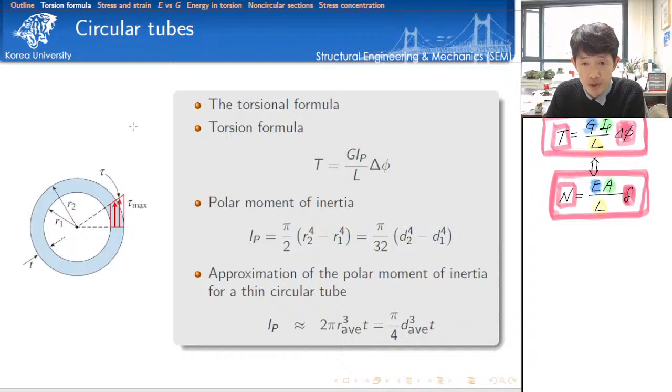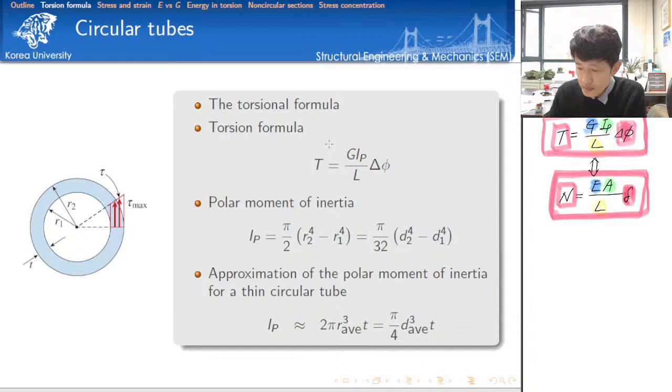Alright, so now let's talk about the application of the torsion formula to sections other than solid circular sections. As I told you, do you remember the solid circular sections are the only sections where we can use this formula without changing anything? Otherwise, there is some warping displacement. That's why the direct application should be very limited. But how about hollow sections? The hollow circular sections are like this, okay?